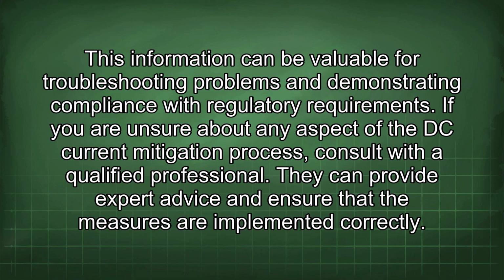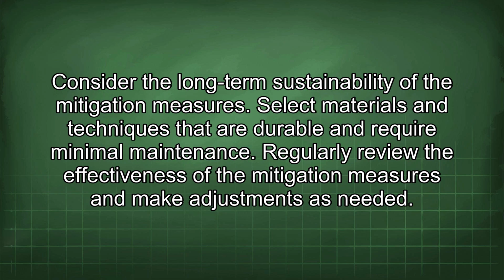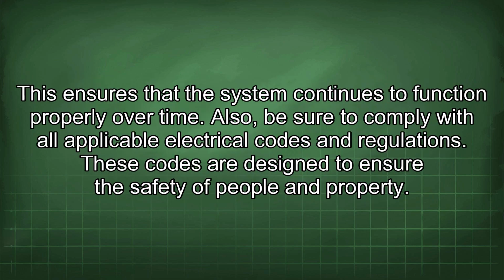If you are unsure about any aspect of the DC current mitigation process, consult with a qualified professional. They can provide expert advice and ensure that the measures are implemented correctly. Consider the long-term sustainability of the mitigation measures. Select materials and techniques that are durable and require minimal maintenance. Regularly review the effectiveness of the mitigation measures and make adjustments as needed. This ensures that the system continues to function properly over time.